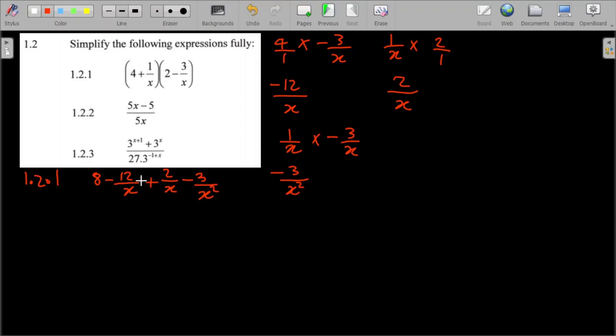Now from here, it's going to be 8. Now, adding fractions that have the same denominator is just taking one denominator and then adding or subtracting the numerators. So it's going to be negative 12 plus 2, which is going to give us minus 10 all over x. And then from there, I'm just going to have negative 3 all over x squared. Then from here, we are done. Now let's go into that one there.